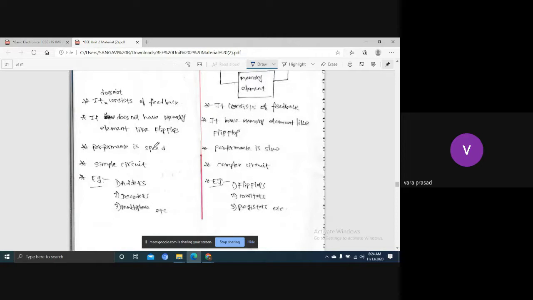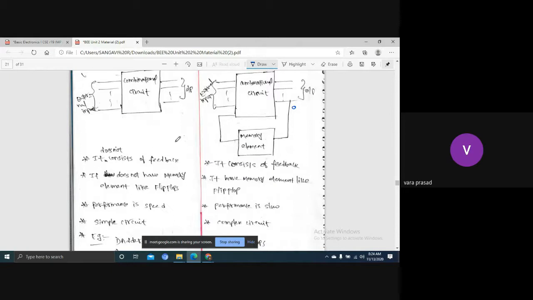Performance is speed. How can we say performance is speed? See, here the output has to be given as an input and again we need to perform, so it takes some time. That's why performance is slow. Before that, I can call it delay is less. You can write this one also. Delay is less here; here delay is high, meaning to get the output it takes so much time.